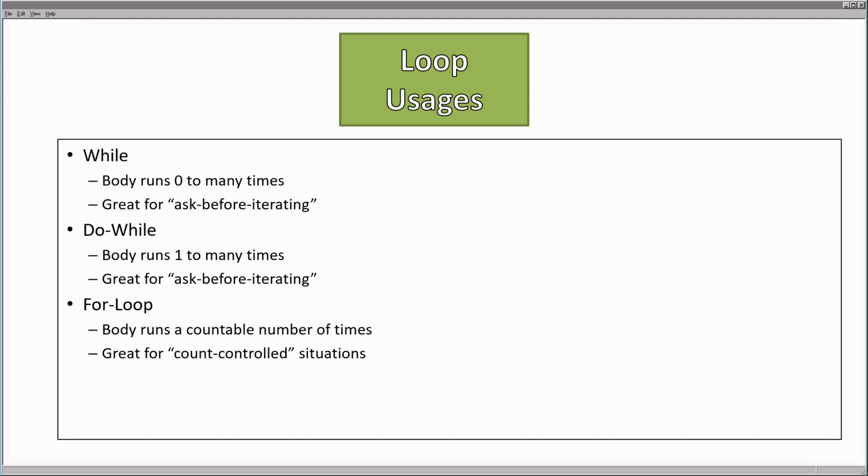In contrast, a do-while loop is similar to a while loop, but the body of the loop runs at least once. This type of loop is also great for ask-before-iterating. But in this case, we know that the body needs to run at least one time before we ask before iterating. And finally, the for loop is great when we know the number of times that the body of the loop needs to run. A for loop is a counting loop, or a count-controlled loop. These are all the different ways to use these kinds of loops, and keeping this in mind can help us solve problems in a more efficient way.